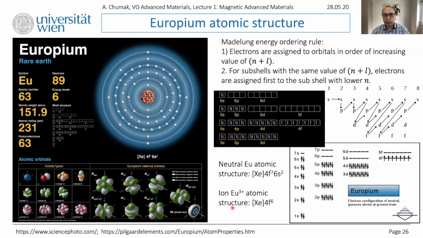And if we speak about the ionization of europium, for example, then what happens is these 2 electrons are removed, and then afterwards you start to remove electrons from the 4f shell, while 5s and 5p stay the same.